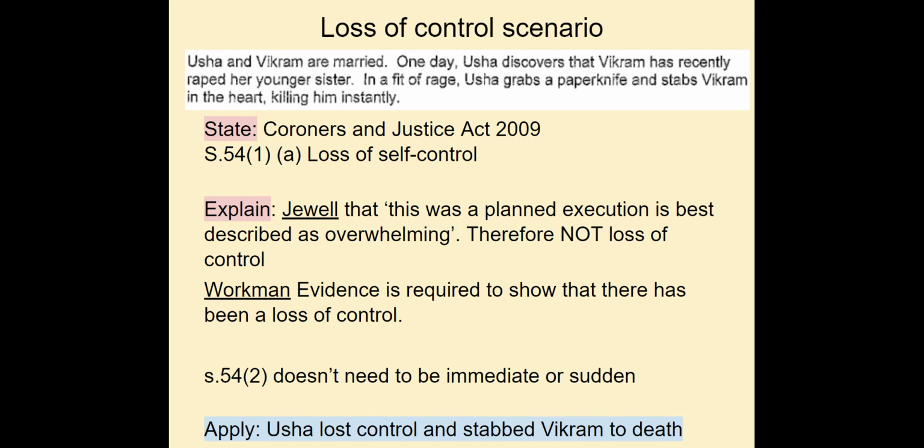You're going to explain with the case of Jewel, a planned execution isn't a loss of control, and Workman, evidence will be required to show that there is a loss of control and somebody is still out of control. Section 54(2), this is a big change from the old law. The loss of control doesn't need to be immediate or sudden, so there could be a delay. And in this case, we can see Usha lost control when she stabbed Vikram to death.